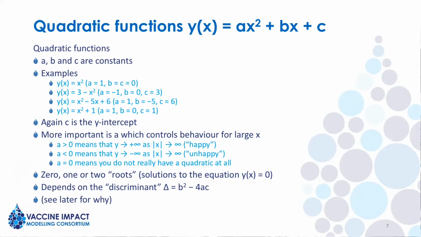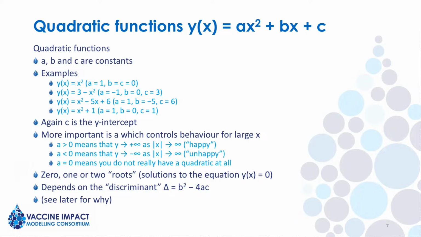So here we're just saying that a is 1 and b and c are 0. So now we've got y of x is equal to x squared. We can go through some of these other examples, setting different values for our a, b, and c. Again, like with the linear equation, if x is 0, both of these terms disappear, and y is just equal to c, so c is still our y-intercept.